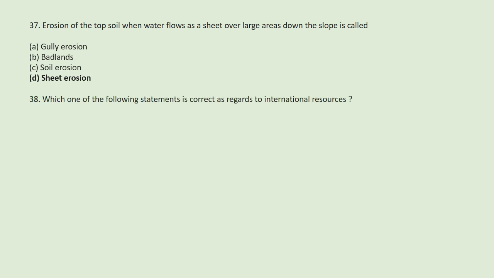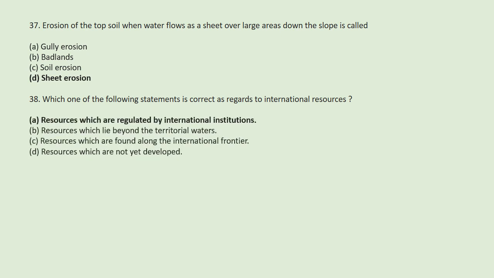Question 38. Which one of the following statements is correct as regards to international resources? A. Resources which are regulated by international institutions. B. Resources which lie beyond the territorial waters. C. Resources which are found along the international frontier. D. Resources which are not yet developed. Option A is the right answer. Resources which are regulated by international institutions is the correct statement in regard to international resources.